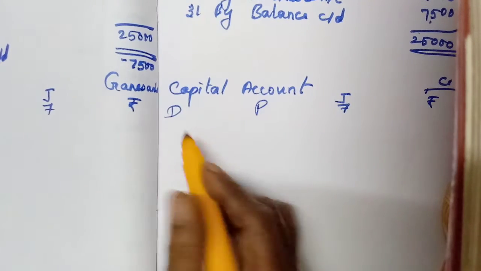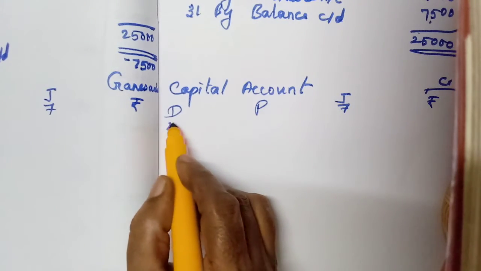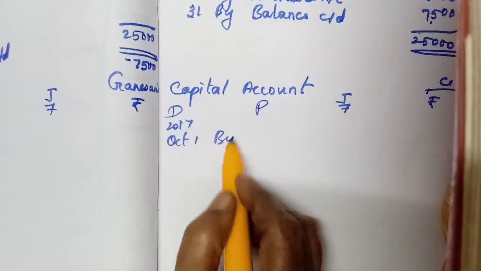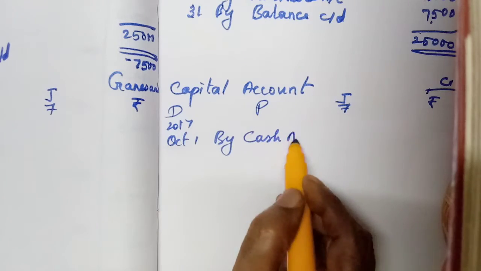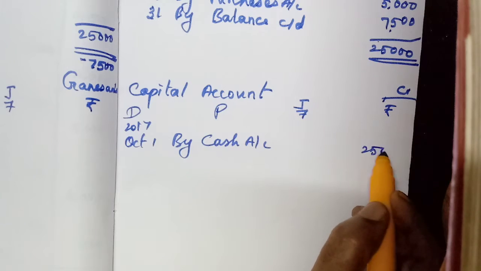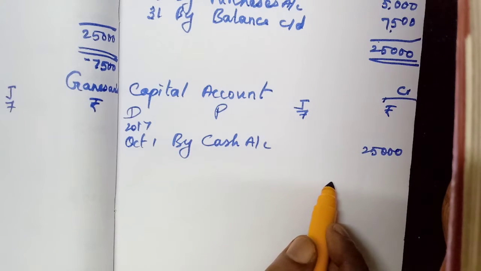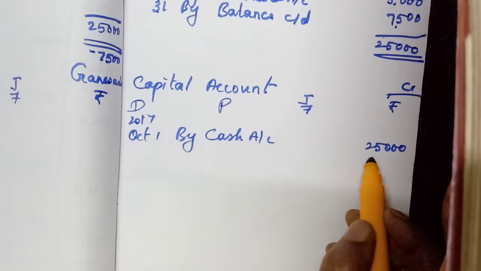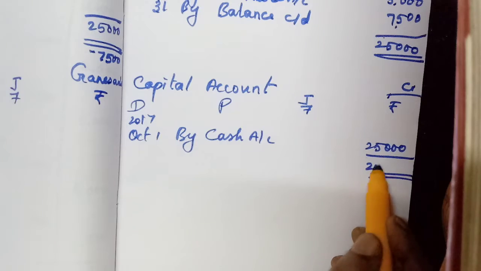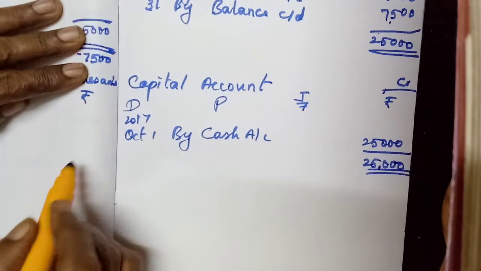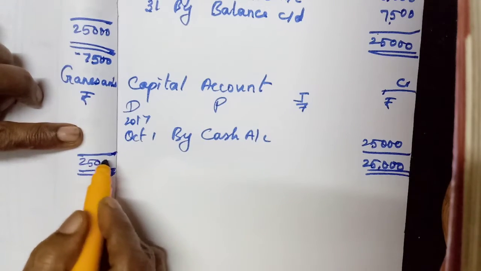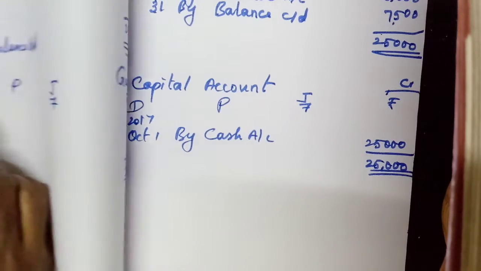Ganeshan's capital account is credited. So we have to write on the credit side. Date 2017 October 1. By cash account, 25,000. That's all. No other capital, isn't it? So we will balance it. Only one amount, you write there 25,000. The same thing we have to write here also, in the same place, 25,000.